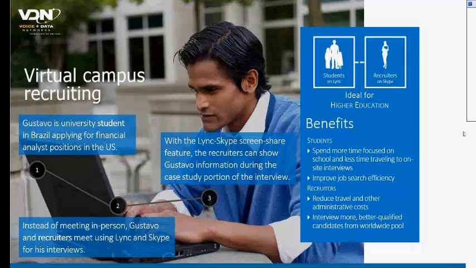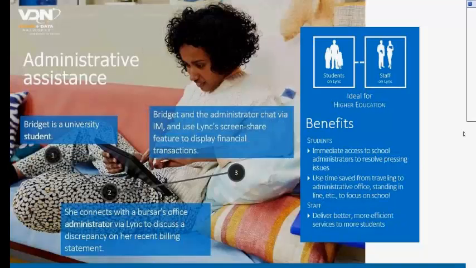We're seeing a reduction in travel costs as a result of reduced travel and improved operational efficiencies. That's really quite huge. So when you talk about administrative assistance, that's important because it's really focused on making different resources available. I can get immediate access to school administrators to resolve pressing issues. Use that benefit of reduced travel time to focus on critical school elements and deliver better, more efficient services to more students with the same or fewer staff.